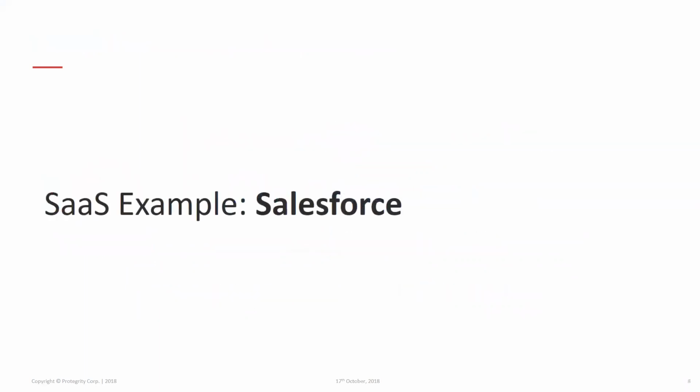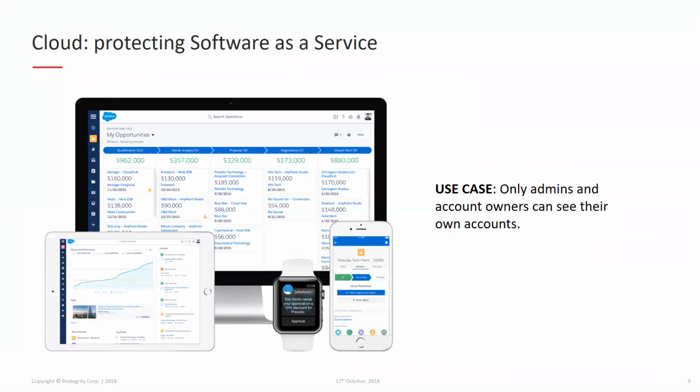The first example is Salesforce. Imagine we have a simple use case of saying only my administrators and people who own accounts can see this information in the clear, meaning the actual values. Everybody else, if you're a different account manager, can't really see anything that's going on in this account.